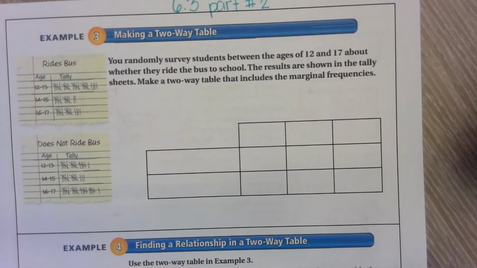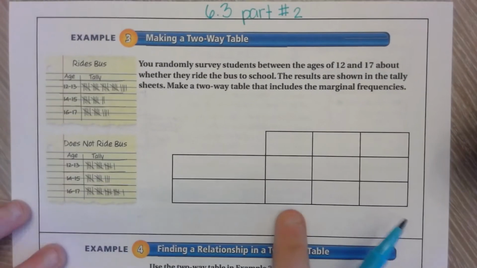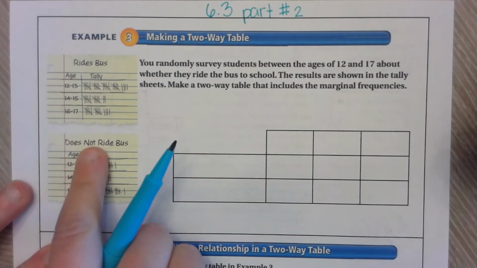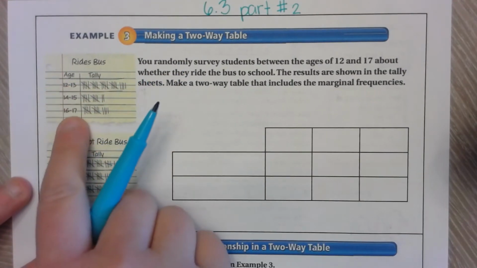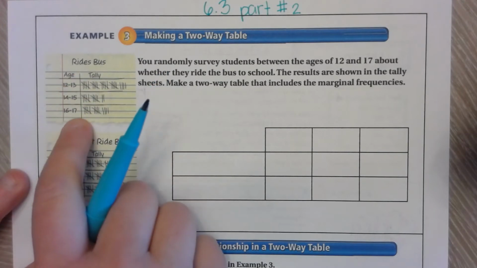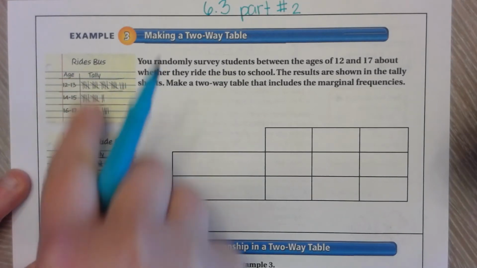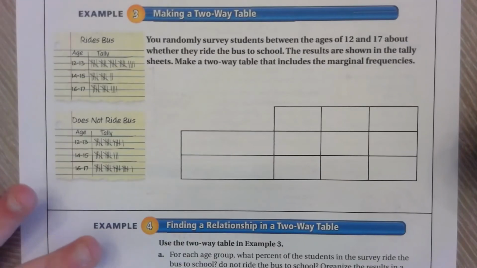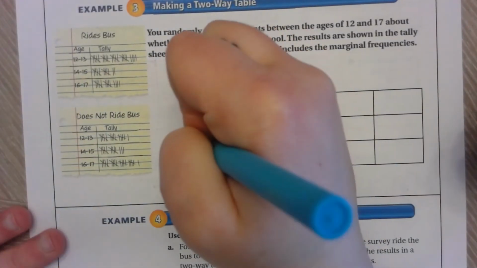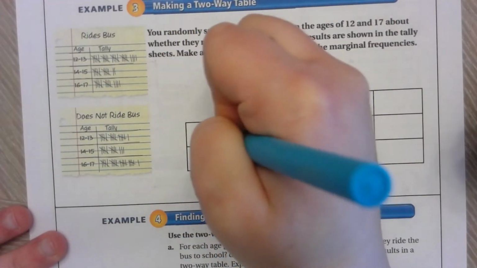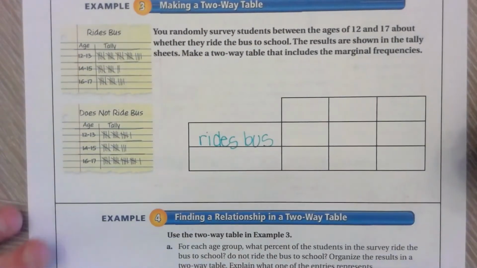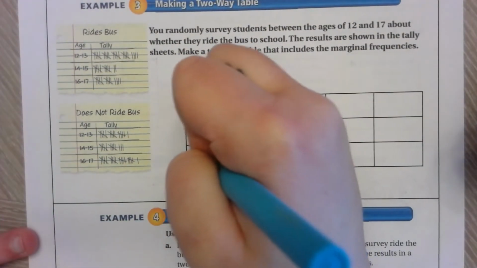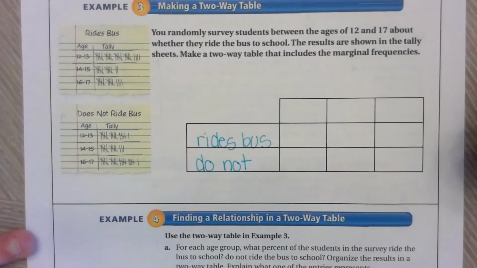So what I need to do is fill all this out. The first thing I want to do is my titles. If I look here, I have rides the bus, does not ride the bus, and then I also have age groups. If you see, I have 3 age groups and 2 of the sticky note paper categories. So that should tell you where we are going to put them on our marginal frequencies. This one right here is kids that do ride the bus. This is kids that do not ride the bus.